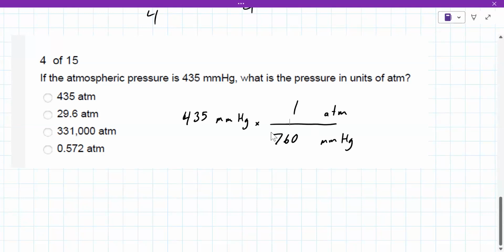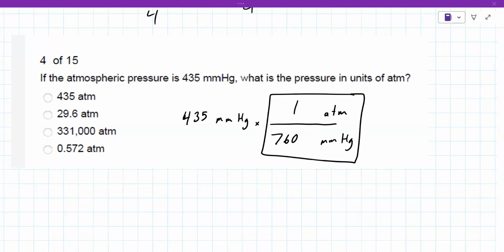There are 760 millimeters of mercury in one atmosphere. This is the conversion, and it's expected that you know this or know where to find it. So go ahead and divide 435 by 760, which is 0.57. Perfect.